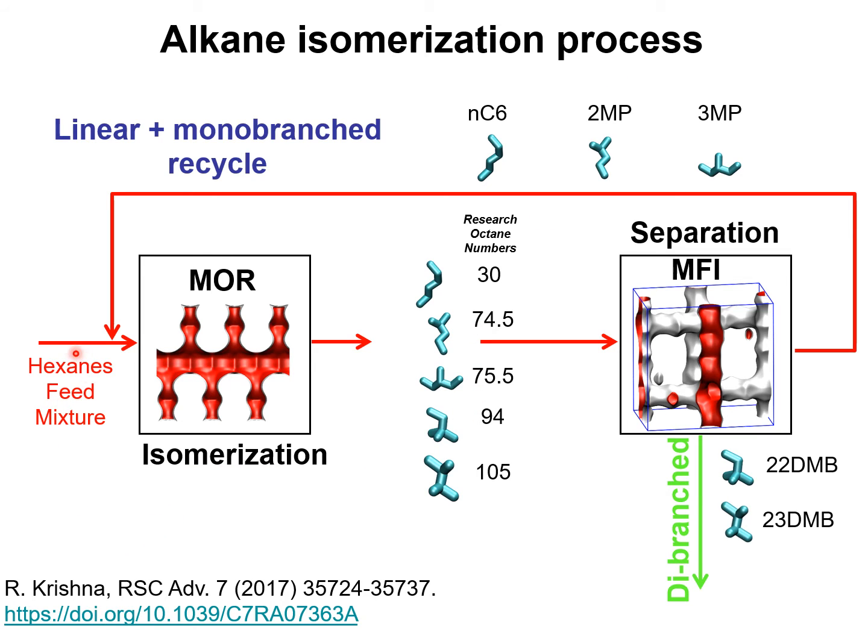Here we have a feed mixture that is sent to an isomerization reactor that uses mordenite as catalyst. The reactor increases the proportion of branched isomers by isomerizing the normal and monobranched isomers to the desired dibranched isomers.